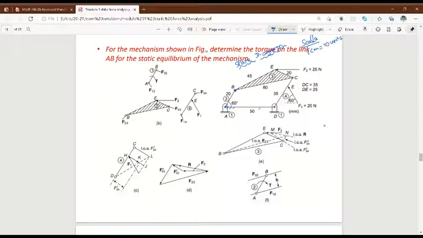Now this F2 is acting on E, and F2 is just a horizontal line. Draw a horizontal line, and this line will be parallel to the line AB. Like that, draw a horizontal line, and that is F2, 25 Newton.